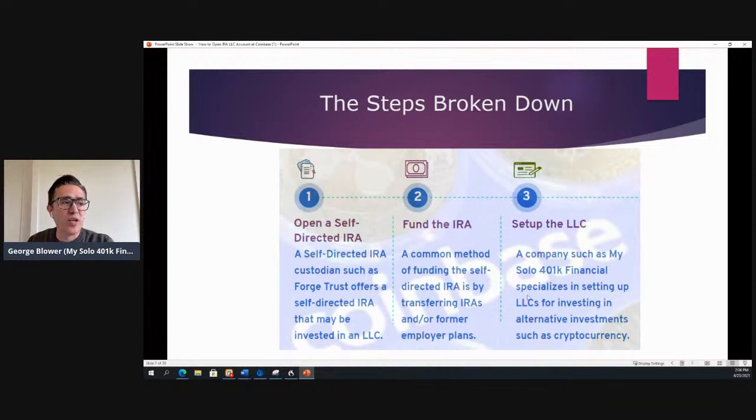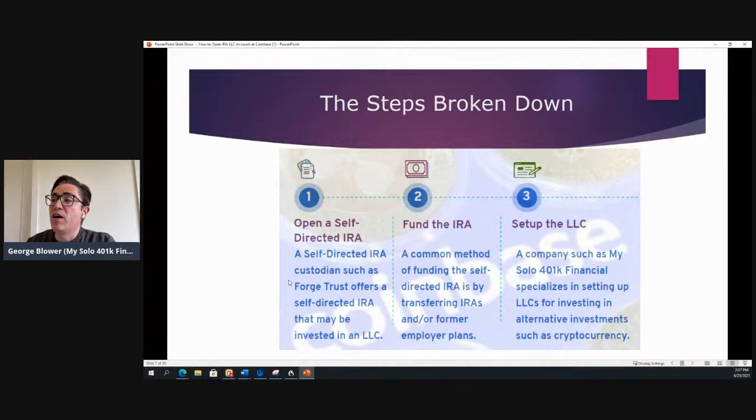So let's dig a little deeper on these steps. Again, step one, you open up the IRA at a custodian. A very popular option for our customers is Forge Trust, just because their process is very streamlined and fees are very economical. It does need to be one that's going to allow for an IRA that's invested in an LLC. You fund the IRA by transferring funds over from an existing retirement account or by making contributions.